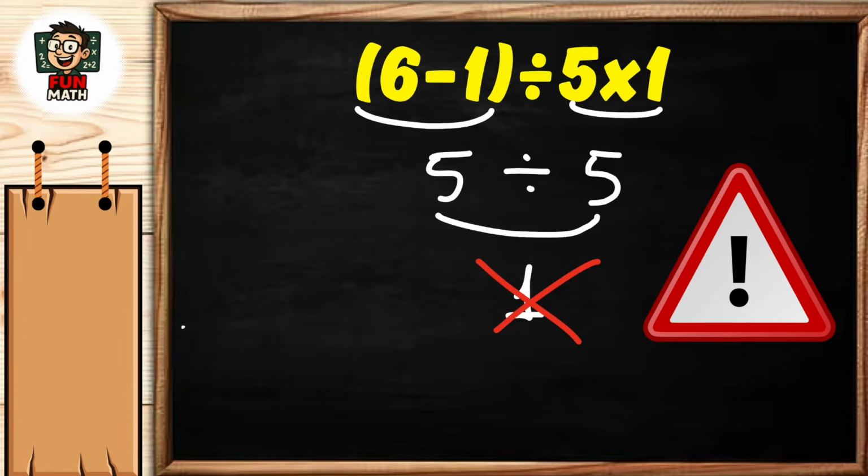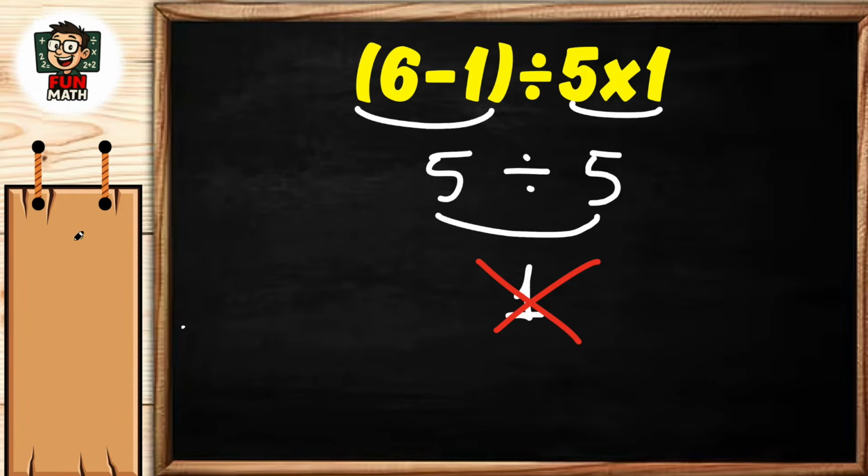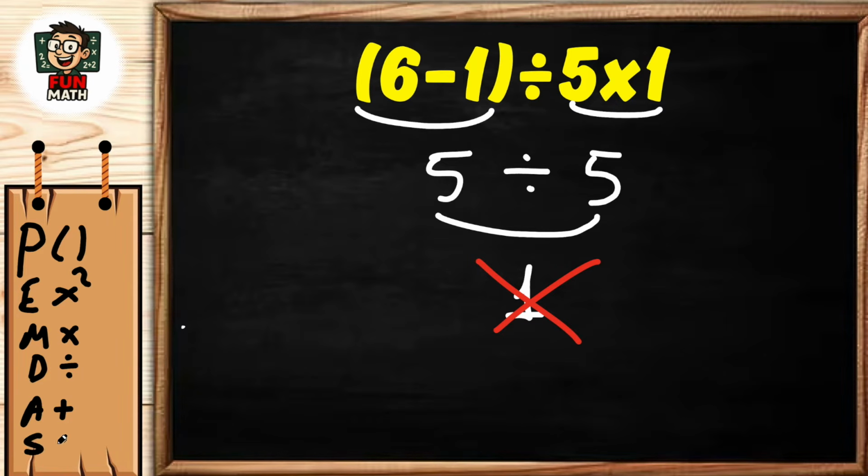When solving these problems, the order of operations is followed. This rule is called PEMDAS for short. P, parentheses. E, exponents. M, multiplication. D, division. A, addition. S, subtraction.